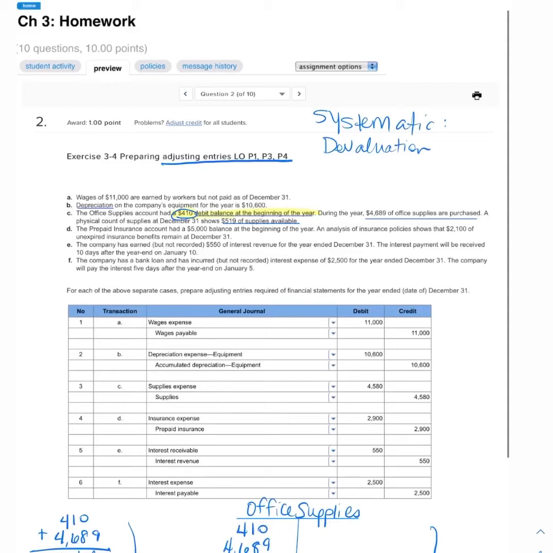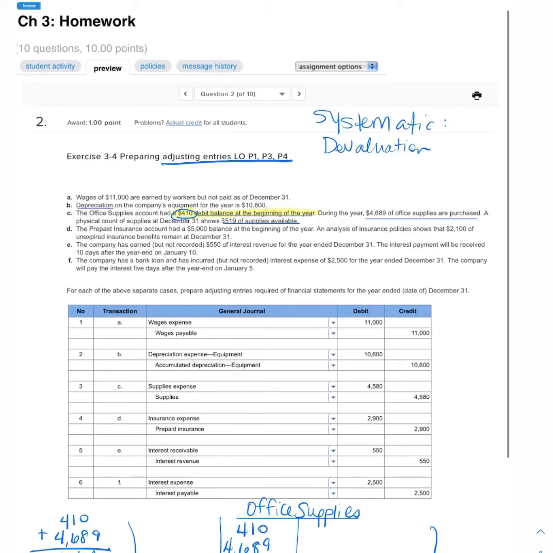So what you're doing here is you're saying, I'm going to add everything on this side and subtract everything on the other side. So in this case, what I need to find out is if I had 410 at the beginning, I purchased 4,689, and I'm left with 519, how much was used? So to do that, take your 410 plus your 4,689, subtract the 519 that is left, and you'll see that you must have used $4,580 worth of supplies.